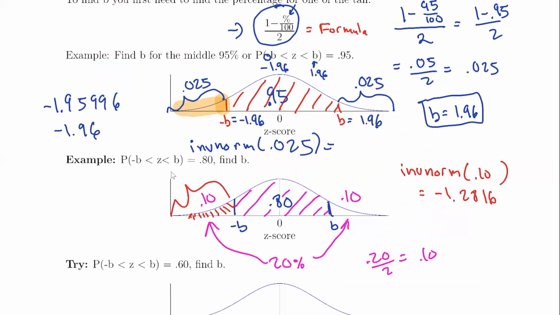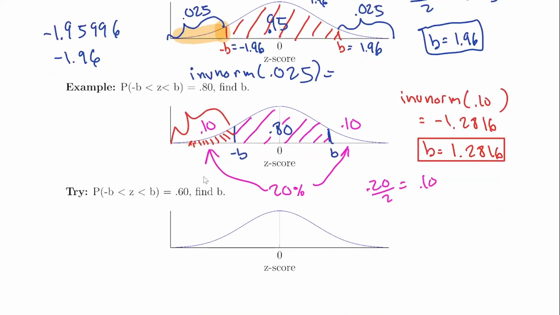All right, so inverse norm of 0.10 is equal to negative 1.2816. So that means B is equal to positive 1.2816, and that's your final answer for that one. Just remember for this one, these values should always be positive. If I'm telling you to find B for in between, this B value should always be positive.